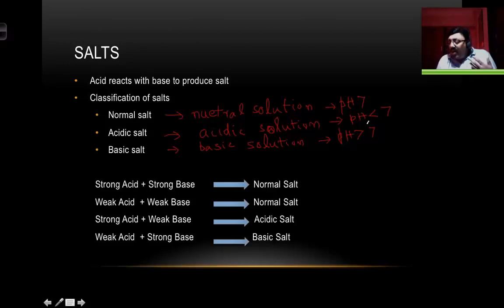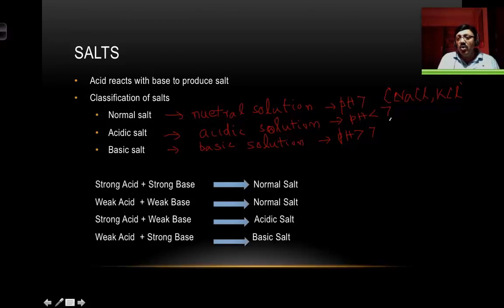Now, what are some of the examples of all these things? What are the examples of a normal salt, what are the examples of an acidic salt, and what are the examples of a basic salt? Right. Now, that is what actually we have to see. An example of a normal salt is sodium chloride or potassium chloride.